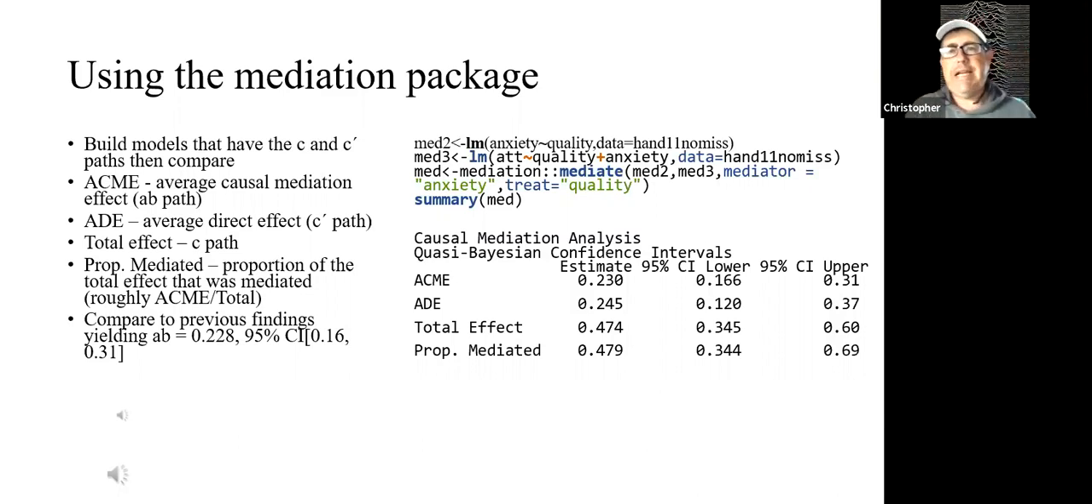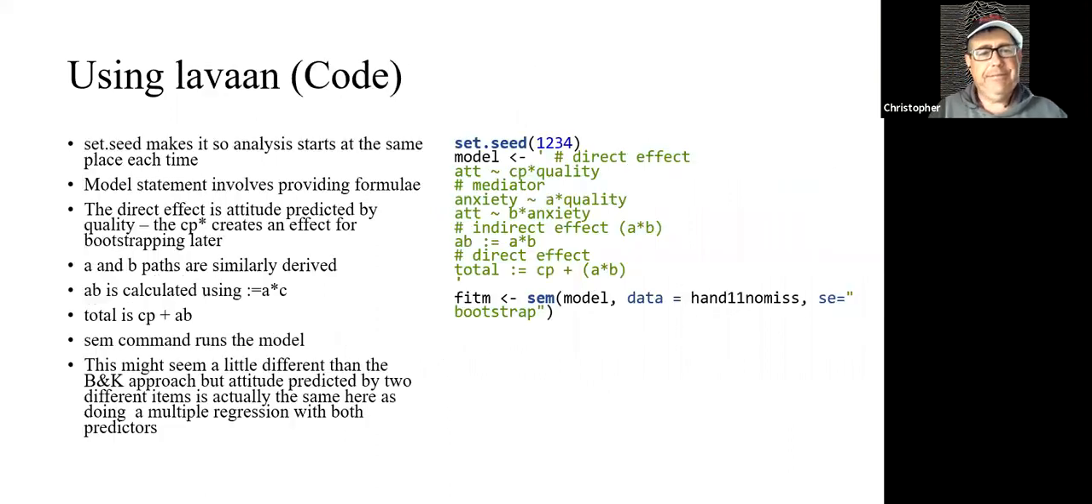A few things I don't like about this package. I think the output is a little bit minimal. I think that they are very casual with their use of the term causal. And the other piece is, of course, one of the reasons why these differ a little bit is because they're using quasi-Bayesian confidence intervals. And I know I don't have to explain what those are to everybody.